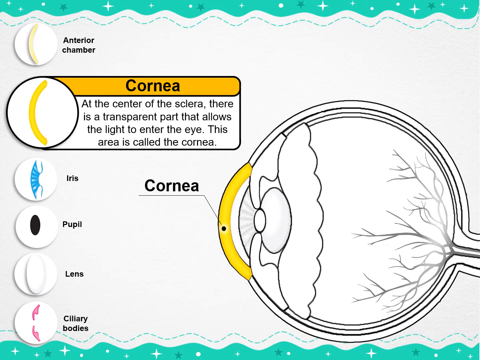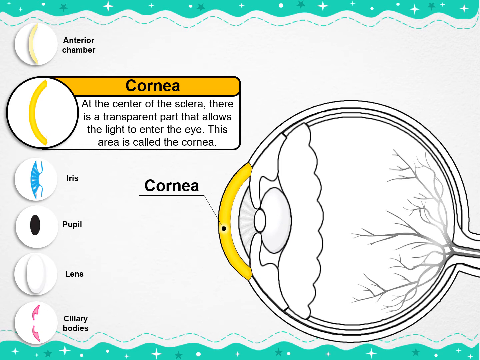Cornea. At the center of the sclera, there is a transparent part that allows the light to enter the eye. This area is called the cornea. It is conical in shape. Remember, it has two corn muffins in the center of the eye. Why does your eye have this conical shape of the cornea? Because the conical shape helps light focus better. This transparent conical layer covers the pupil and the iris.